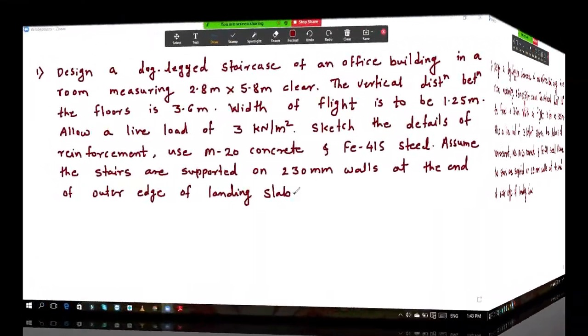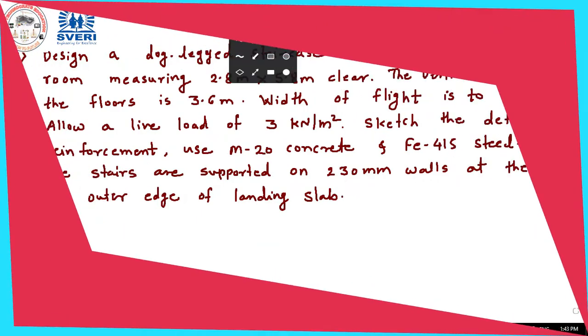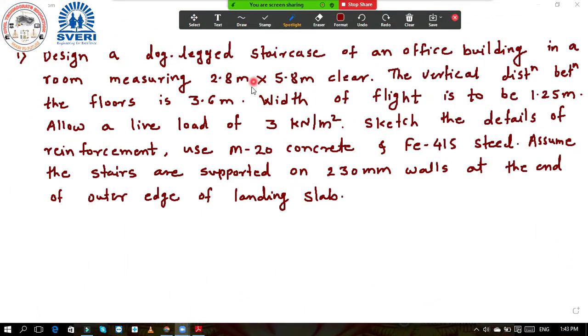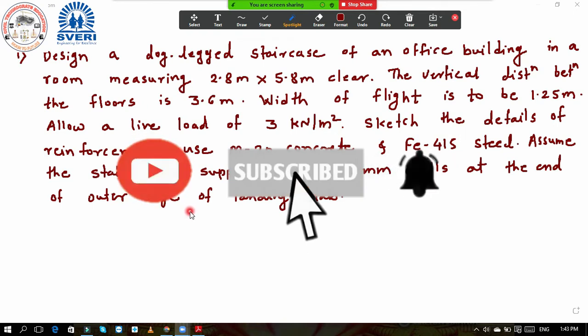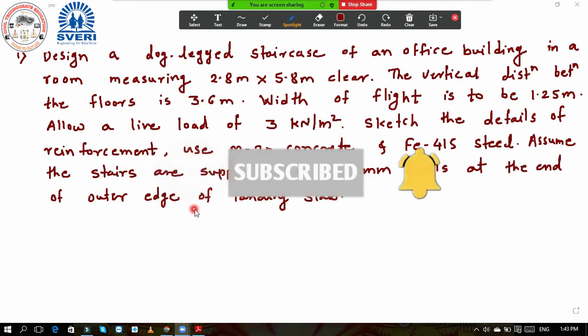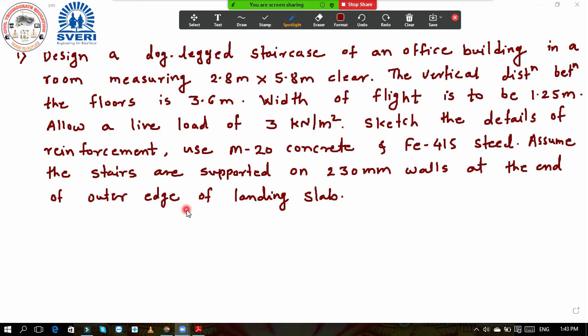Okay, so this is the given problem. Now we will read the problem, then try to draw a diagram of this, and then we will solve it. We will design this dog-legged staircase, and I will explain how to design it. Now see what data is given to us.